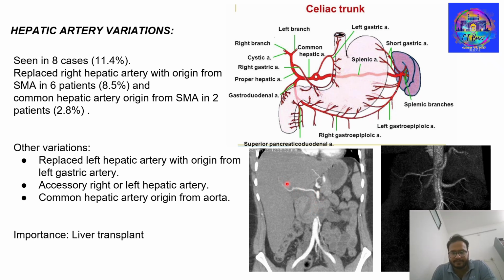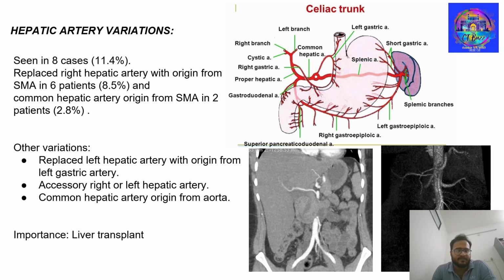Other variations include replaced left hepatic artery with origin from the left gastric artery, accessory right or left hepatic artery, or also common hepatic artery origin from the aorta. The most common importance of hepatic artery variation is in liver transplant. During transplantation surgeries, it is very important to know the vascular anatomy.